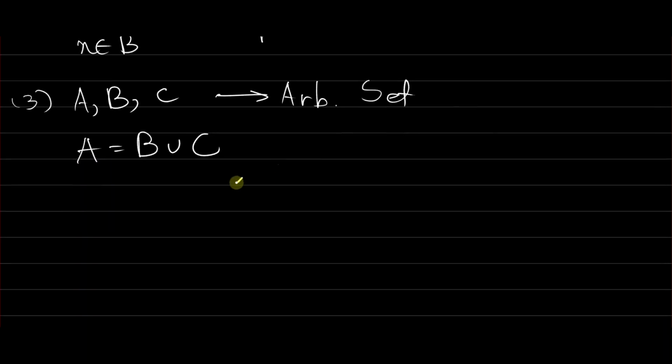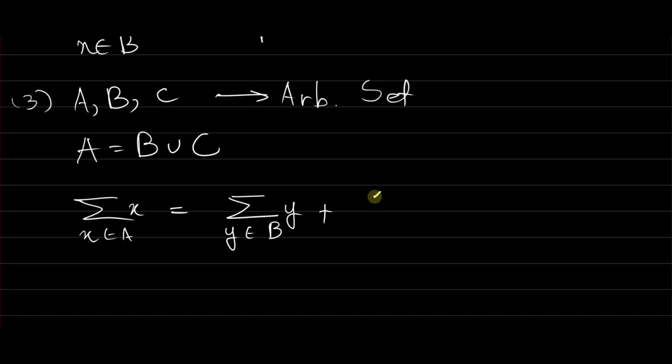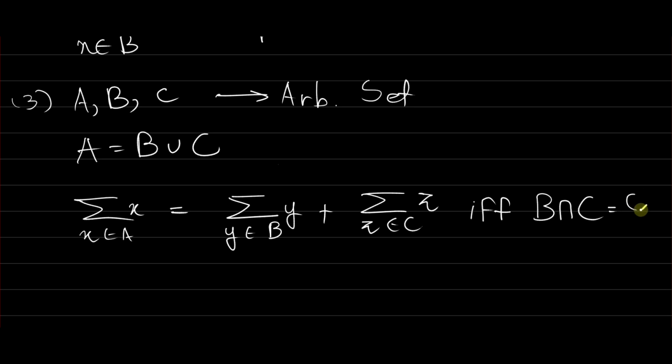So this works: sigma x belonging to A of x is equal to the sum of y belonging to B of y plus the sum of z belonging to C of z. But this doesn't work always. It works if and only if the intersection of sets B and C is phi, or well, equal to an empty set. Now you may ask me, why is this condition necessary?